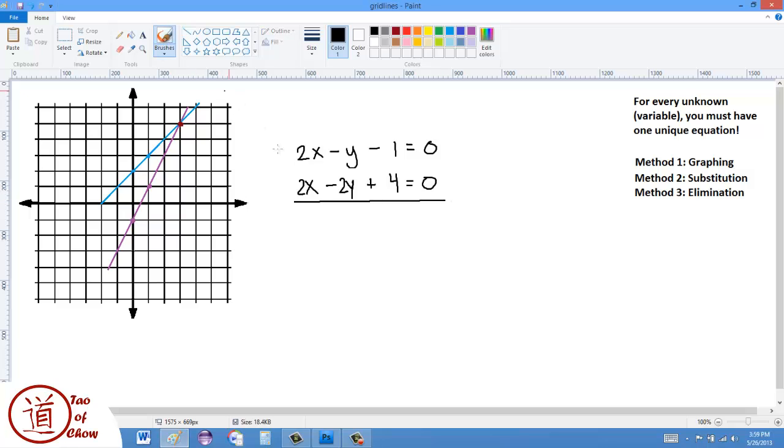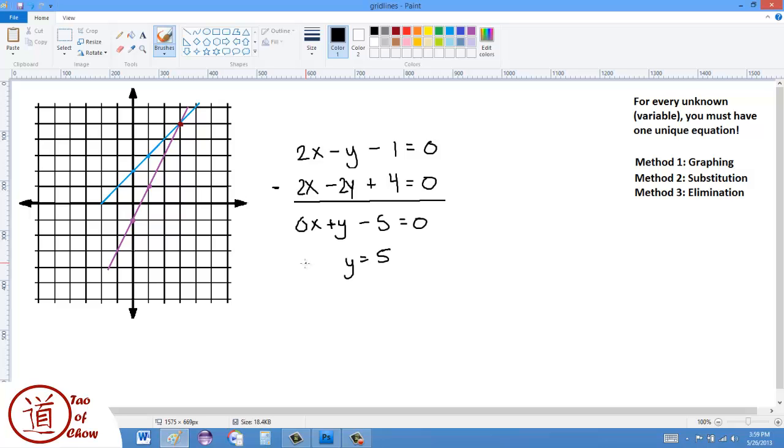Now in this case I have 2x and 2x, so I'm going to choose to subtract them. So 2x minus 2x is 0x. Negative y minus negative 2y is equal to positive y. And then negative 1 minus 4 is negative 5, and 0 minus 0 is 0. And I get y is equal to 5. As we know from before, x equals 3, y equals 5.